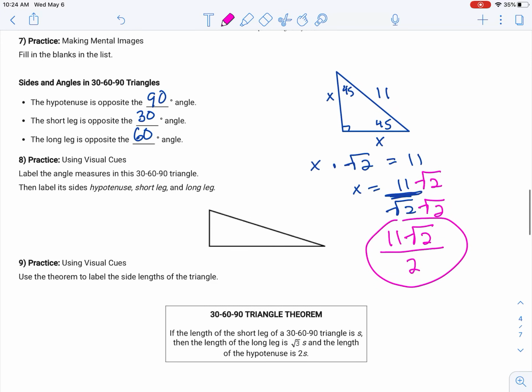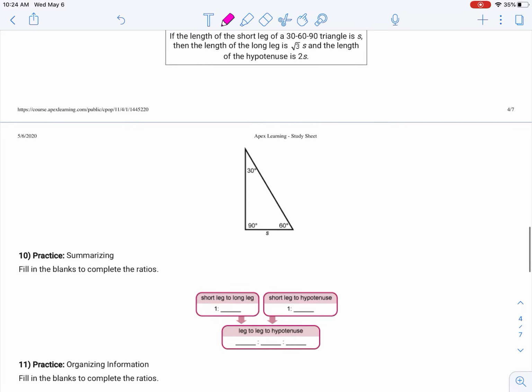Okay, we gotta label this here. So this is 90, this is 30, and this is 60. So I know that the 30 is across from the short leg, and the 60 is across from the longer leg. Okay, so this has a relationship too, just like the 45, 45, 90. And in this one, this is double. That's easy. You just take the short leg and double it. And then this one here, the long leg, is s times the square root of 3.